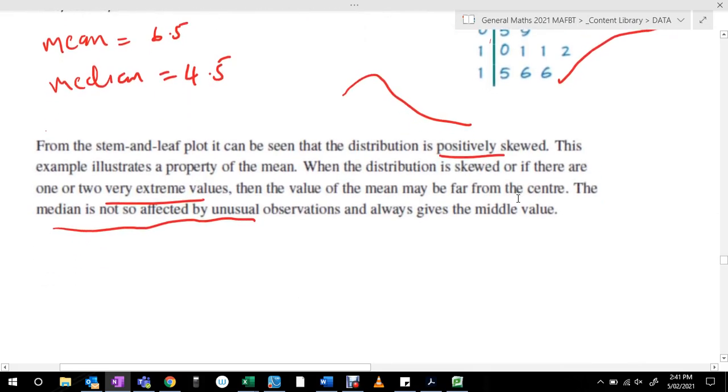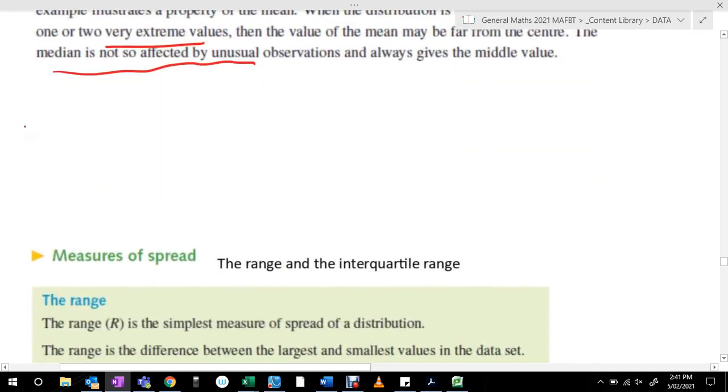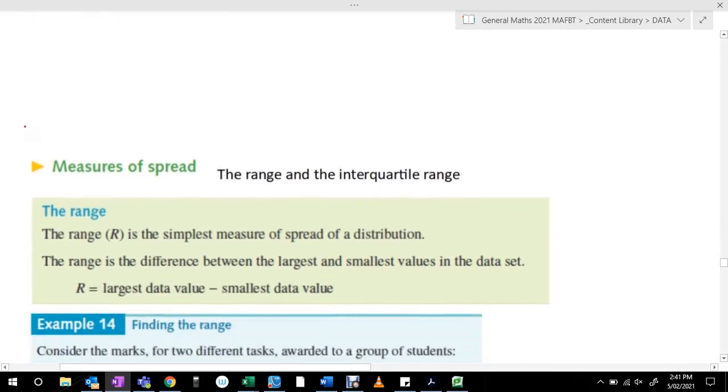That's what that's saying. You don't have to write this. That's a very long report. It's not necessary. But if it asks you which one is better, well, median is better if data is skewed. Mean is good if the data is symmetrical or approximately symmetrical.